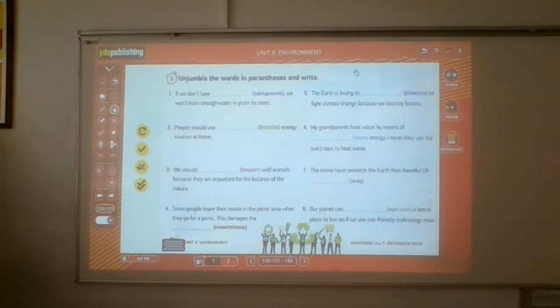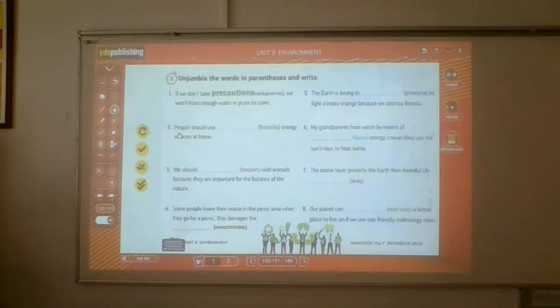Unjumble the words in parentheses and write. If we don't take dash, we won't have enough water in years to come. If we don't take precautions. What are precautions? Anyone? Precautions means tadbir. Beautiful. If we don't take precautions, we won't have enough water in years to come.